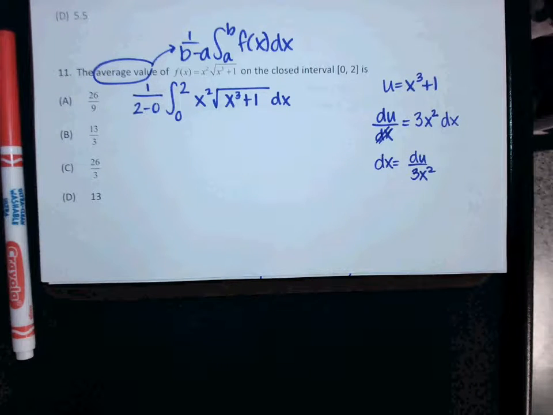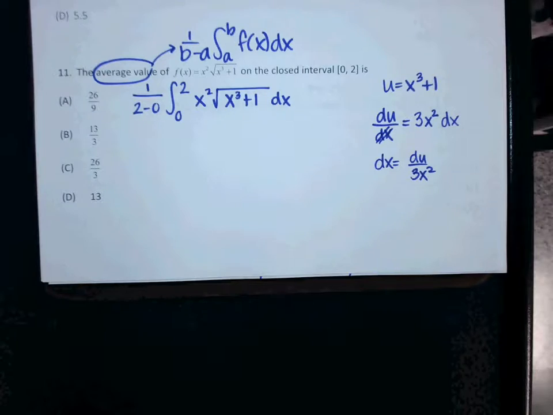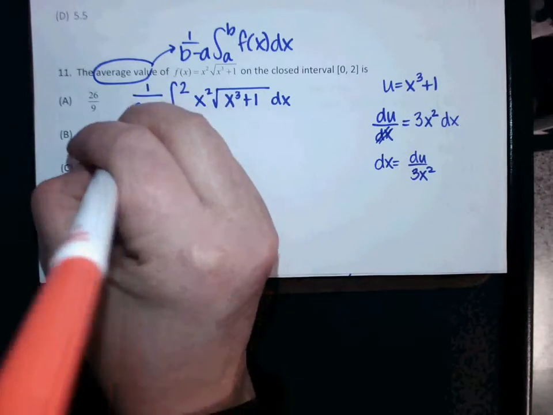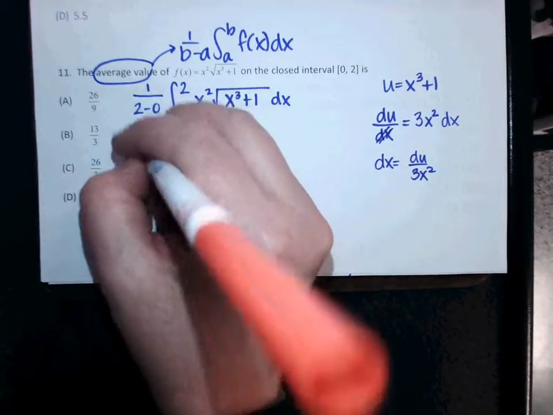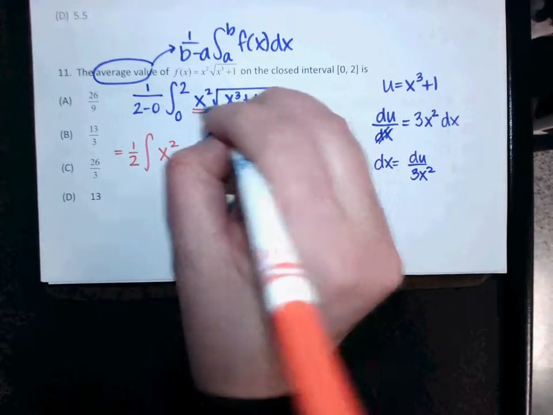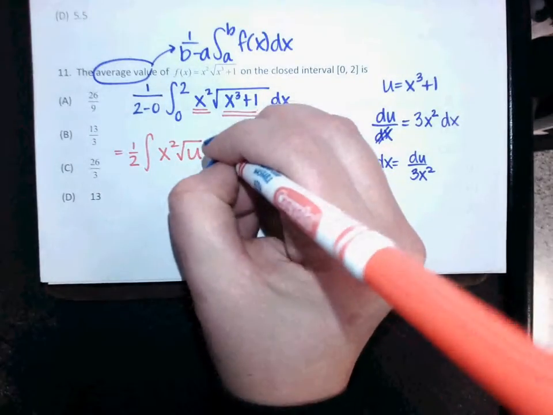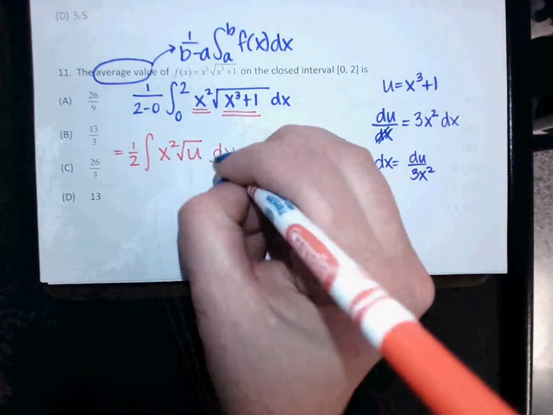Okay? Then we're going to rewrite our integral. If it's 1 over 2 minus 0, that's the same as just 1 over 2. Integral. I have my x squared here in the front. I have my square root u here. And then my dx is now a du over 3x squared.